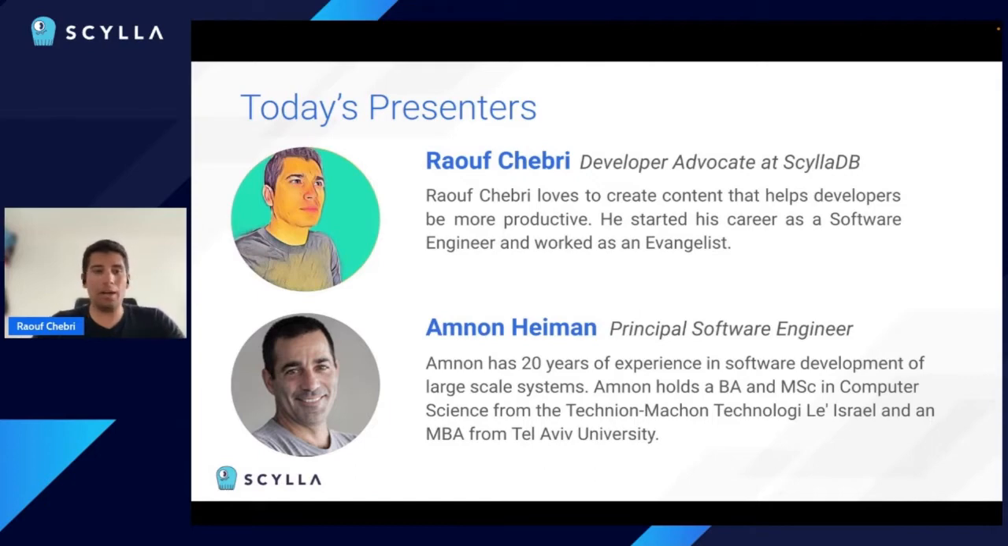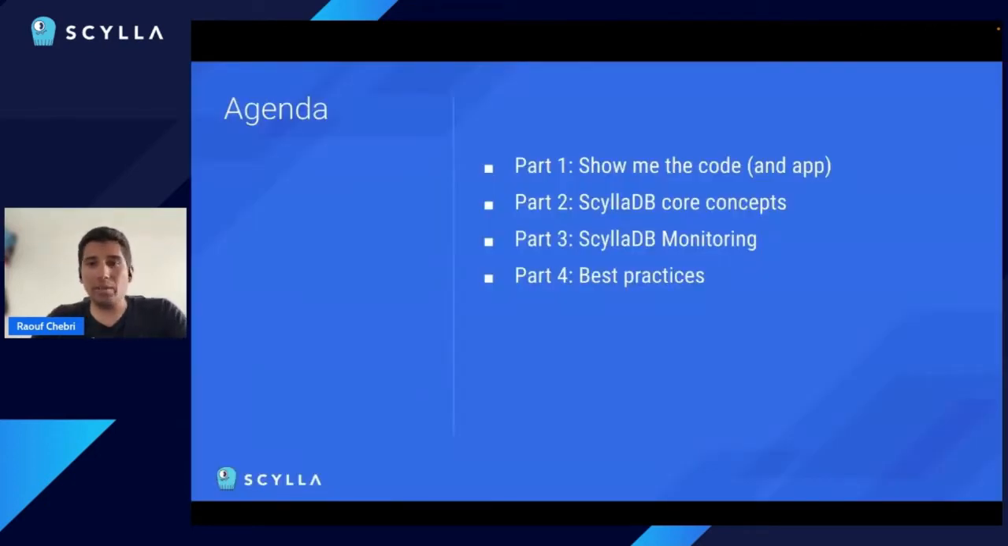So let's go to the agenda. We're going to talk a little bit about the app that we built for you today. Since it's a clone app, it doesn't do much, but we're going to see how it actually reacts at scale. Then, since we are in a SillaDB talk, we're going to review some of SillaDB's core concepts. And then we're going to jump into the monitoring and talk about some CQL best practices.